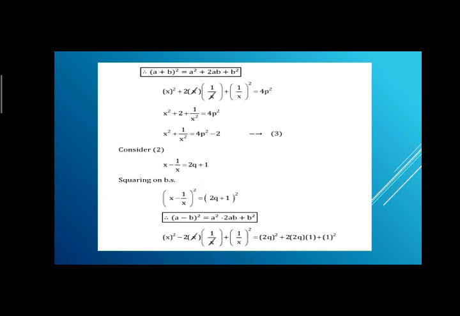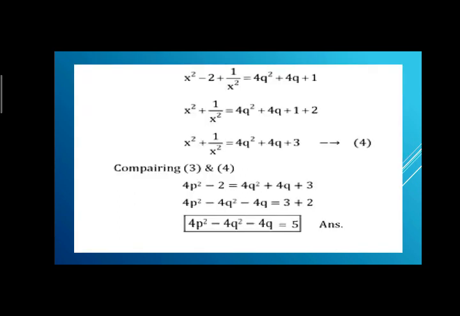So after the cancellation of x with 1 over x, because of the reciprocal relation, you have the answer, that is x square minus 2 plus 1 over x square is equal to the square of 2q, which is 4q square, plus 2 multiplied with 2q, then it will become 4q, then plus 1 square. So the answer is x square minus 2 plus 1 over x square is equal to 4q square plus 4q plus 1.